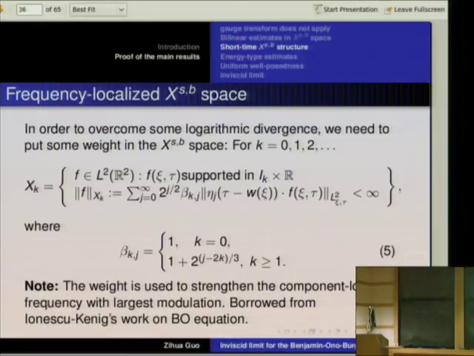And I would like to mention that this weight is borrowed from Koenig's work, but they used a similar weight. So when k is getting large, what is happening? Okay. So, yeah, there is a Fourier truncation going on there. Yeah. This weight is here because in the wave interaction, the worst case is the low frequency with large modulation. So this weight is used to strengthen that component. And we use the weight to avoid some logarithmic divergence.